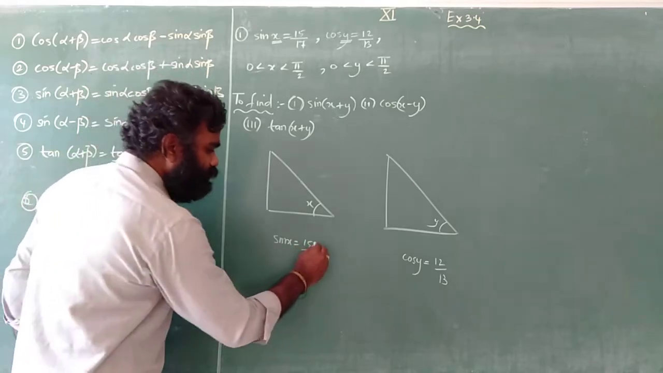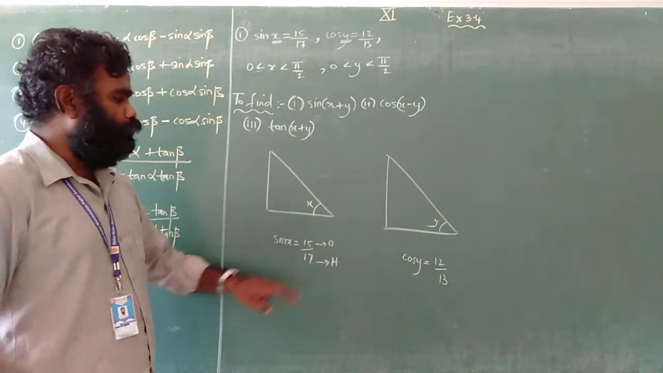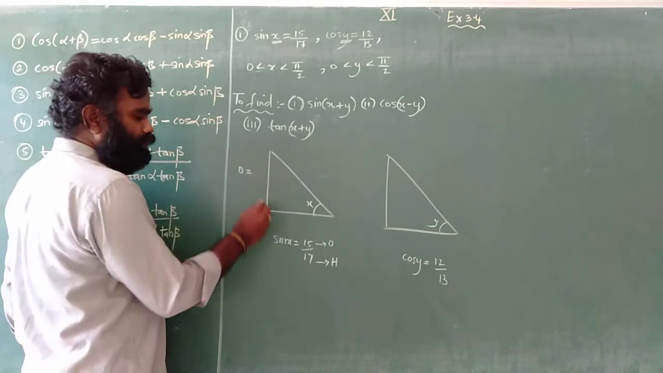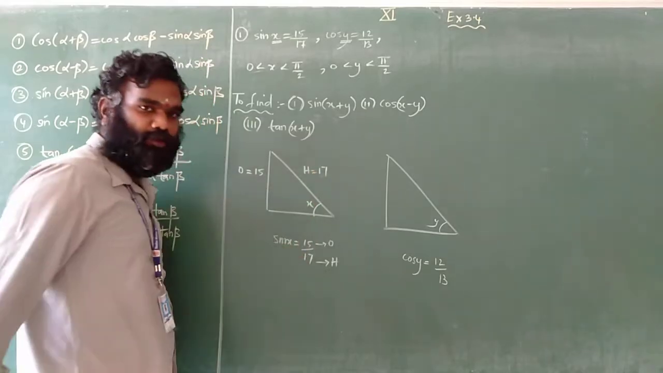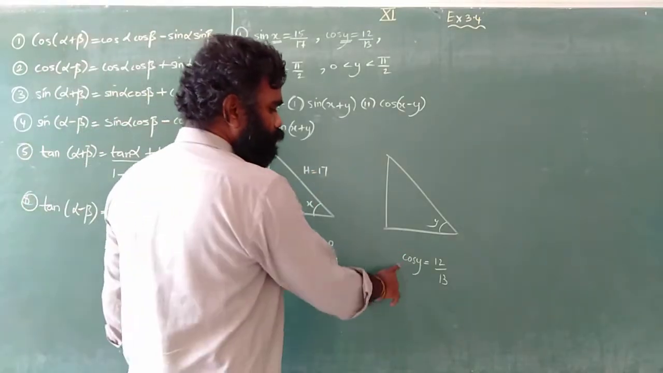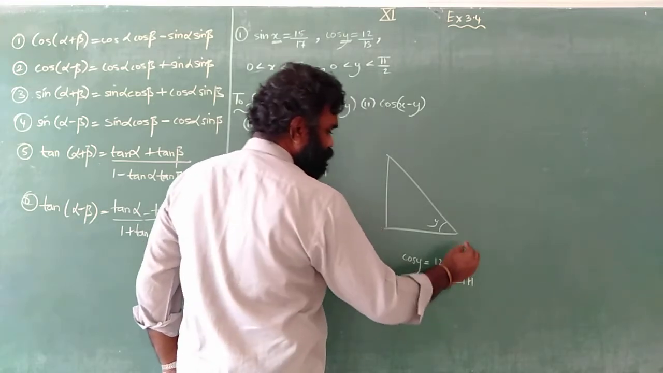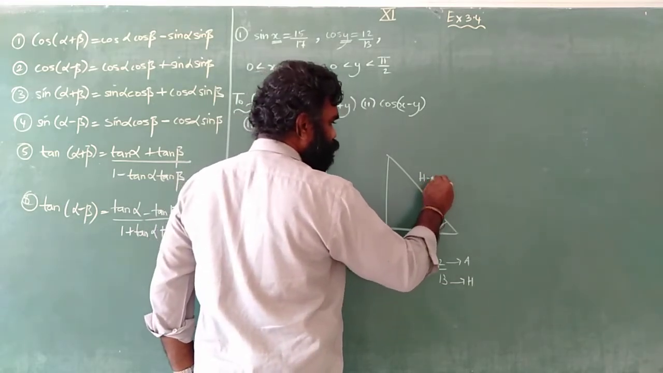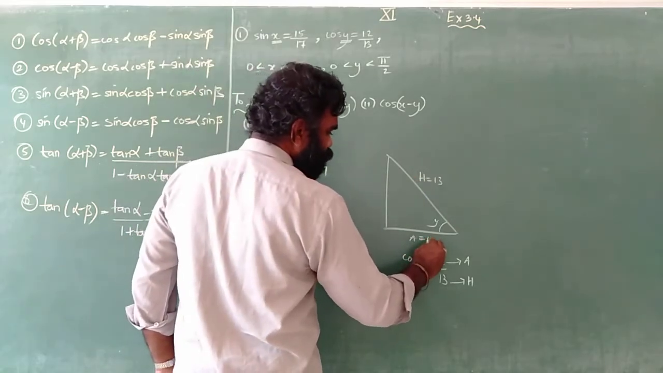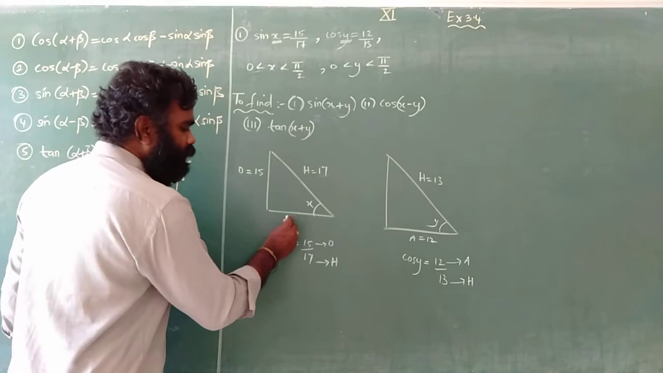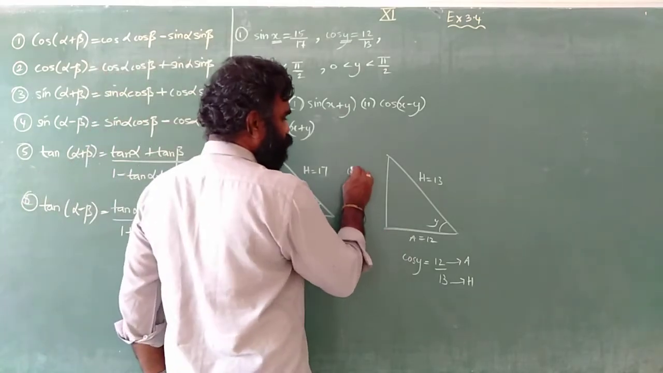For sin x, this is opposite and this is hypotenuse. Opposite is equal to 15, hypotenuse is equal to 17. For this one, this will be adjacent and this will be hypotenuse. Hypotenuse is equal to 13 and adjacent is equal to 12. So from the first I need to find adjacent, and from the second I need to find opposite.